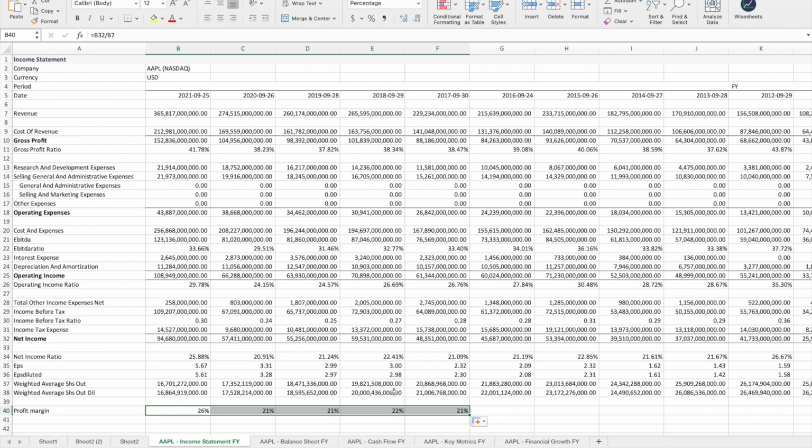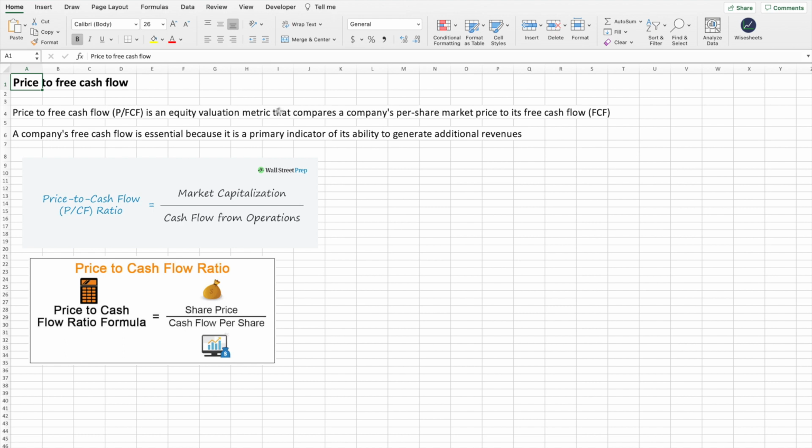And once you do that, you can drag it for many years so you can see the general trend of this very important metric. Another important stock metric to look at is the price to free cash flow. This is very similar to the PE ratio, but it has a very key difference. So first, we find that the price to free cash flow ratio is an equity valuation metric that compares a company's per share market price to its free cash flow. And that is the key difference. The PE compares it to the net income or the earnings per share. Here we're talking about the free cash flow.